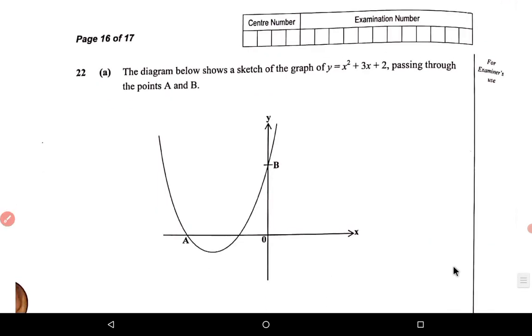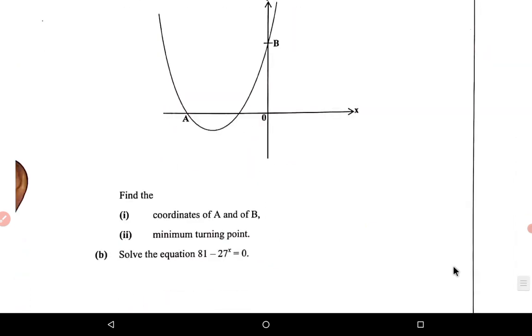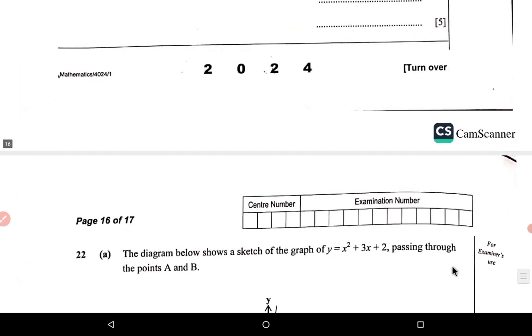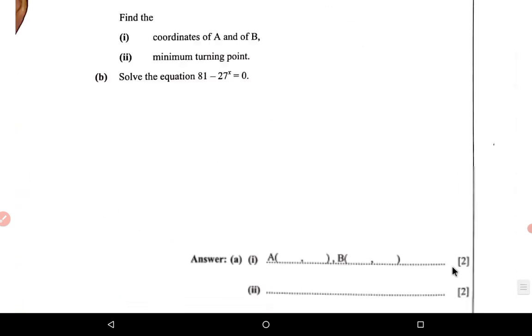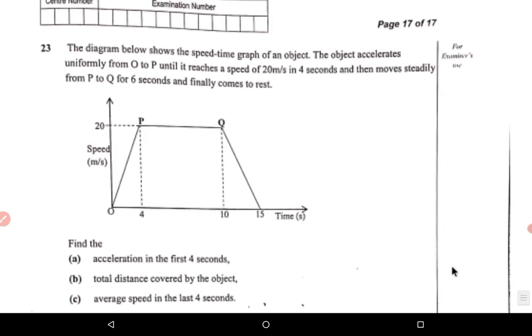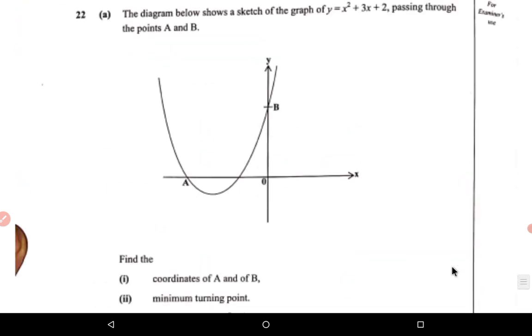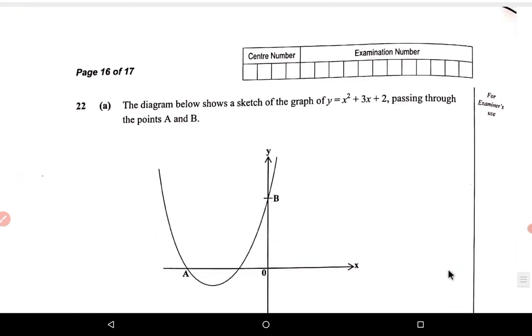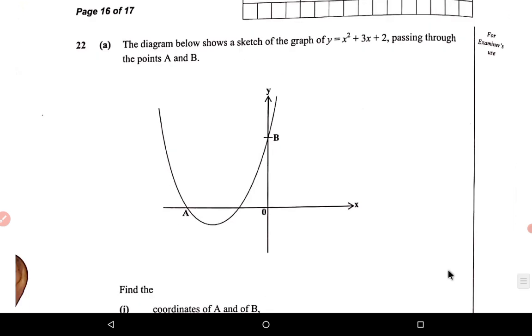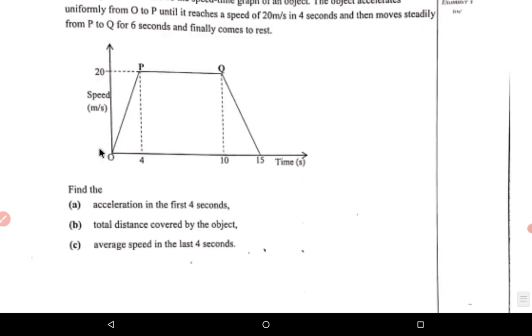Go to the next part. The graph below shows a sketch passing through those points. Find the coordinates of A and of B, the minimum turning point, and solve that equation. So the remaining questions, 22 and 23, we're going to solve them in our next video. So watch out for the next video, those who have been away. In the next video I'll be solving questions 22 and 23.